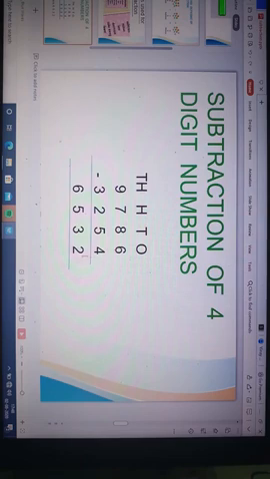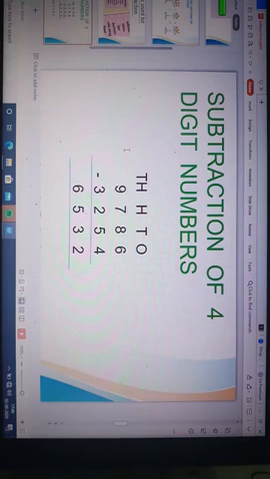6 minus 4 is 2. Second step is subtract tens. 8 minus 5 is 3. Then subtract hundreds. 7 minus 2 is 5. And fourth step is subtract thousands. 9 minus 3 is 6. Is it clear, beta? In order to subtract 4-digit numbers, first step is subtract ones, second is subtract tens, then hundreds, and then thousands.